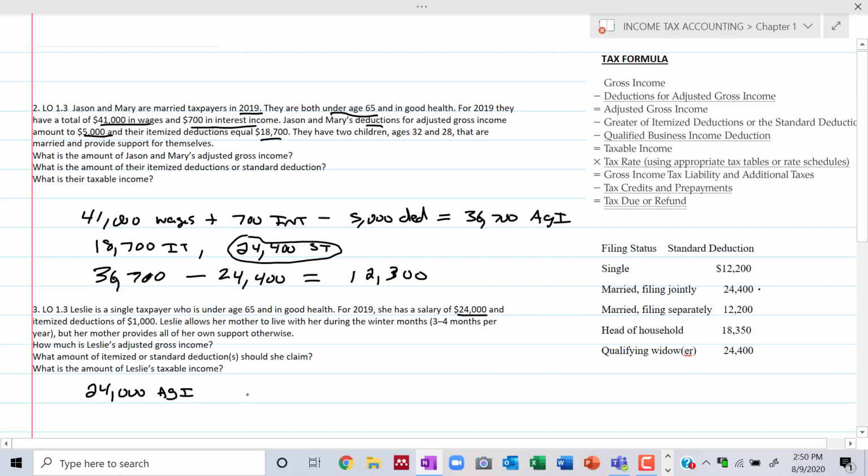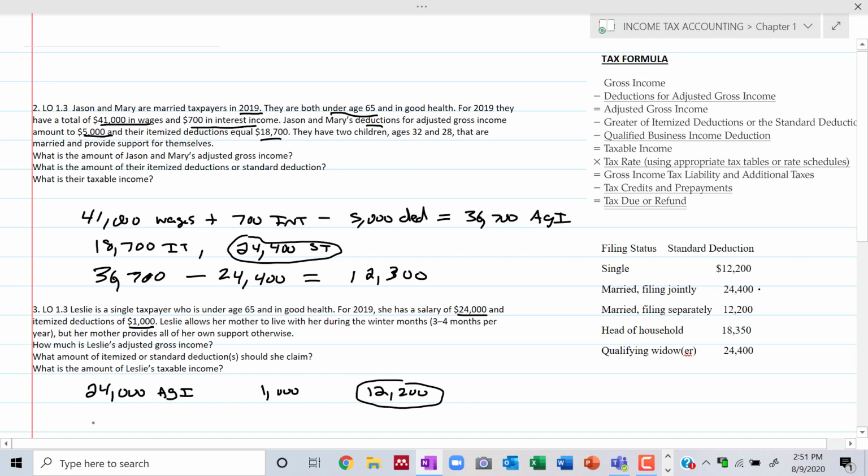The next question asks, what amount of itemized or standard deduction should she claim? They detailed $1,000 in itemized deductions. And since she's a single taxpayer who's under 65, according to the schedule to the right, she's entitled to $12,200. And so we would choose the greater of the two. And so that means her standard deduction is $12,200.